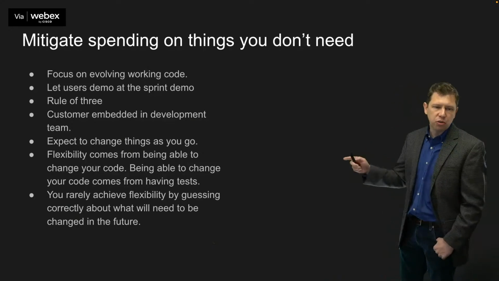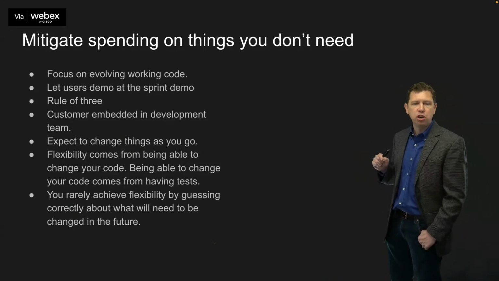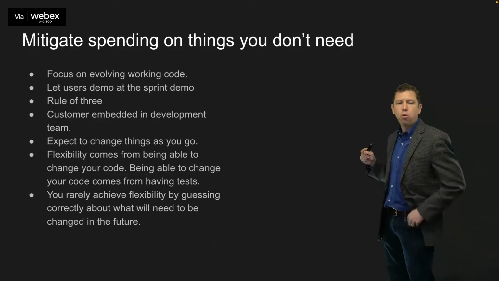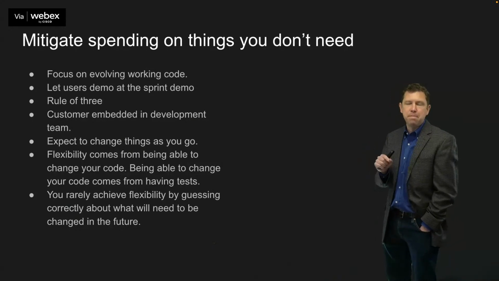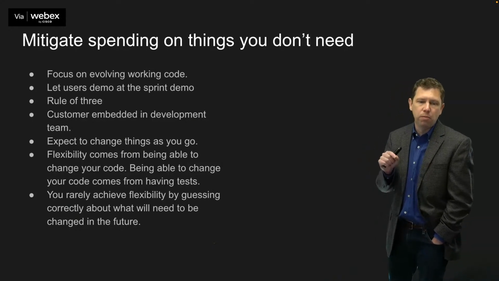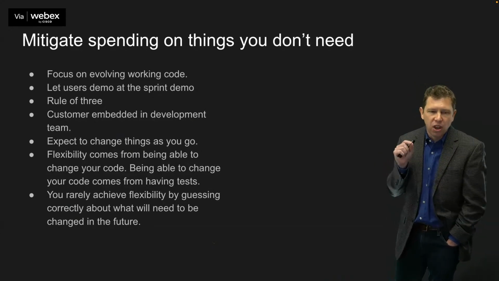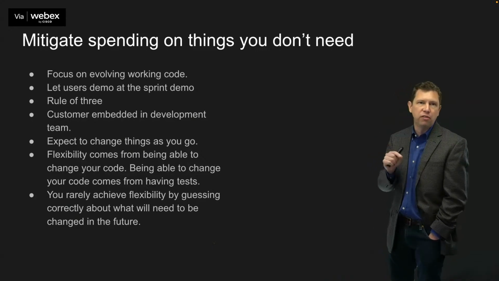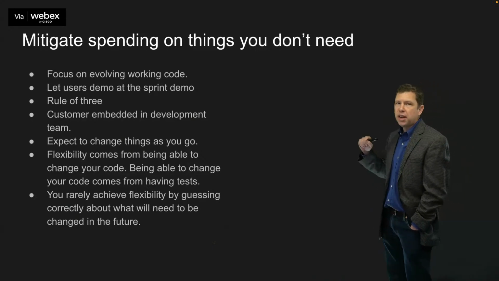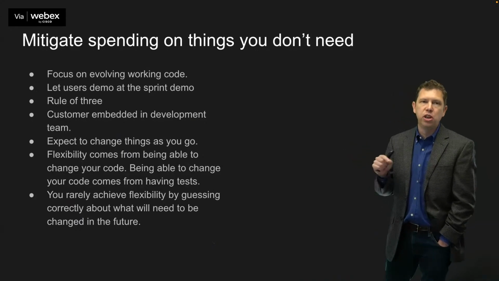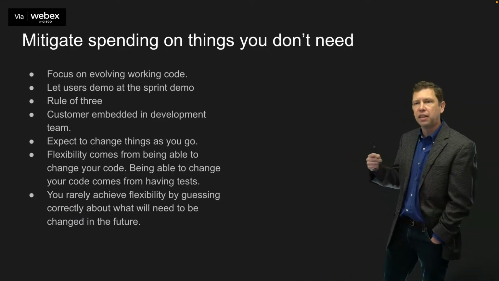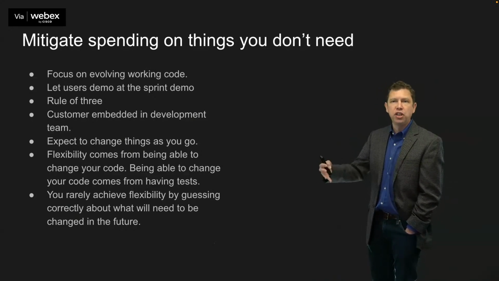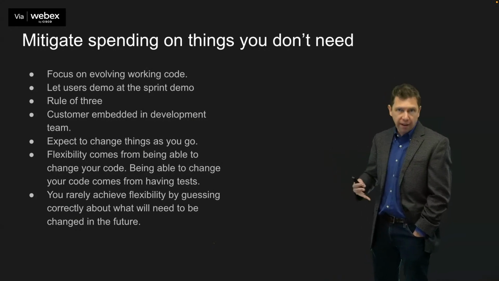Expect to change things as you go. Flexibility comes from being able to change your code. Being able to change your code comes from having tests. Last point, you rarely achieve flexibility by guessing correctly about what will need to be changed in the future. So if we recognize we're probably going to guess wrong, it pushes us toward trying to make things flexible in ways that are going to actually let us change it, rather than saying we built this so we don't have to change it.